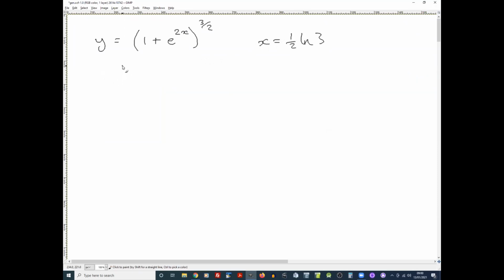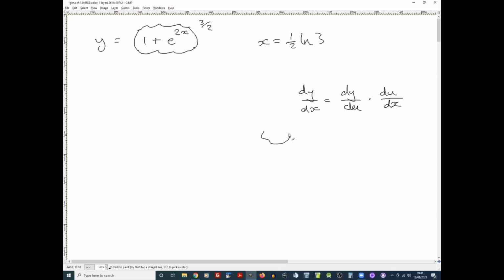Right. So you know the formula dy/dx equals dy/du times du/dx, yeah? What's u here then? 1 plus e to the 2x. Exactly, that's the inner function.